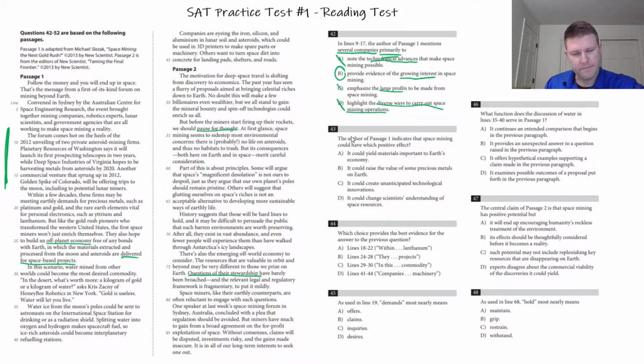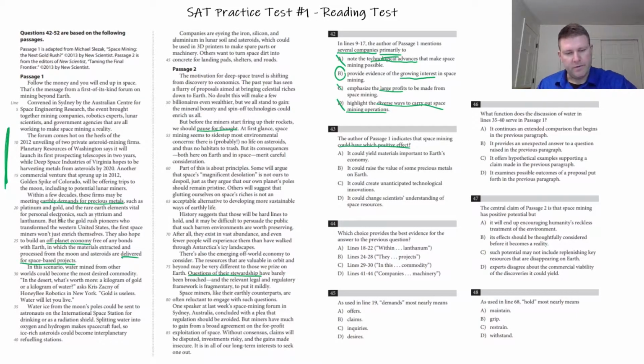Moving on to 43, the author of passage 1 indicates that space mining could have which positive effect? So he goes down here and he's like, okay, within a few decades, these firms may be meeting earthly demands for precious metals, such as platinum and gold, and rare earth elements for personal electronics, such as yttrium and lanthanum. So he's saying this could be really good for not just the people who are going to get them, but for Earth itself, right? And then we may even build an off-world economy, as we talked about before.